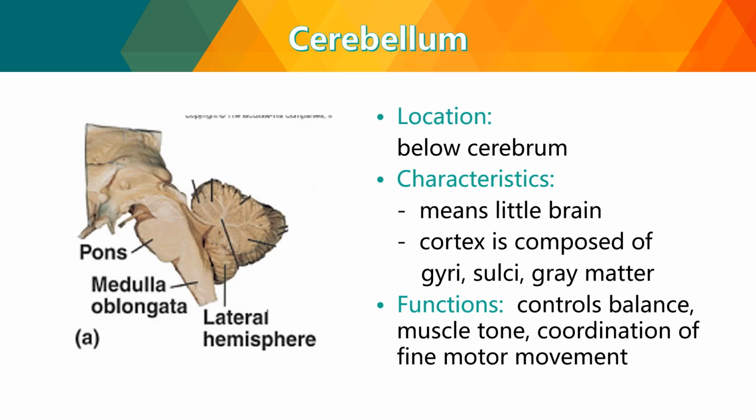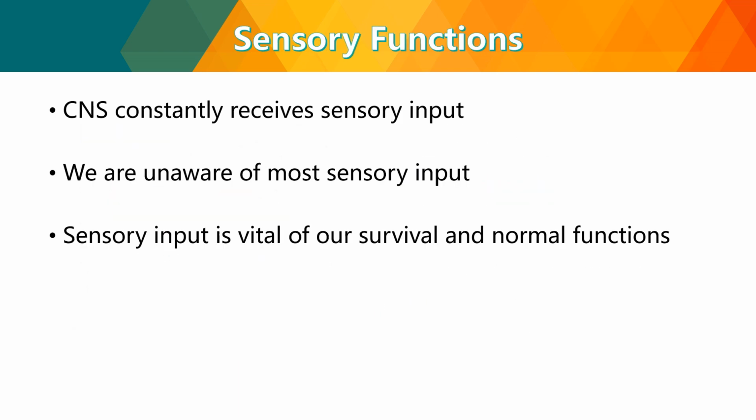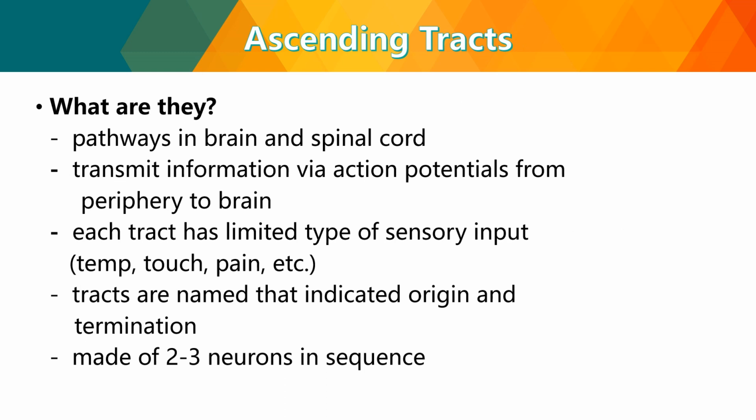Okay, so for the cerebellum, the location is below your cerebrum. So it means little brain. And then the cortex is composed of your gyri, sulci, and gray matter. And then the function is for the control of balance, muscle tone, coordination of fine motor movements. So the sensory function, CNS constantly receives sensory input. We are unaware of most of our sensory input, and sensory input is vital for our survival and normal functions.